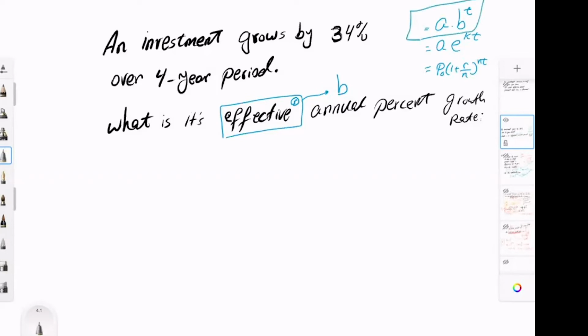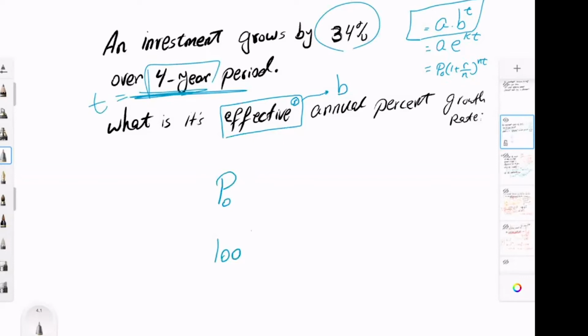Now we need to set it up. So picking the right formula is great. Now we need to use what's going on. This is 4 years, so we know T equal to 4. Let's say if we have an initial, I'm going to use P naught, or you can say $100. Let's say your initial value was $100. If you put B to the power of 4, now how much money do you have?